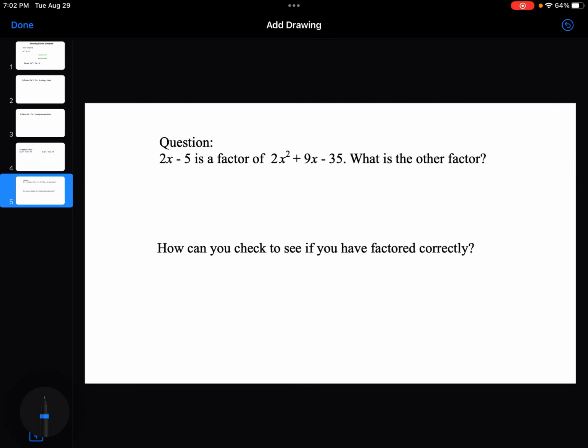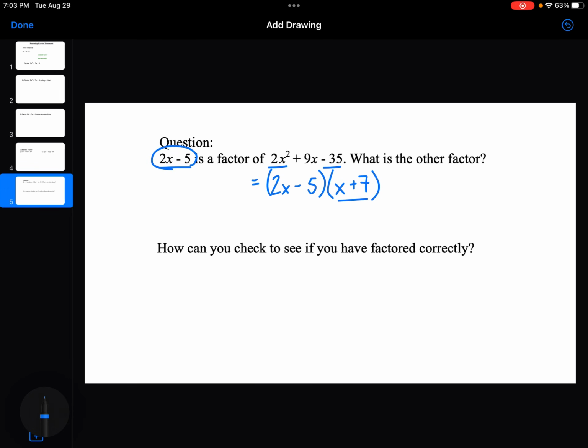What if we had something like this? Well, we've got 2x minus 5 is a factor of this. What is the other factor? This is actually very easy. 2x minus 5. The only way for this to work, we know that this is a factor. So 2x squared divided by 2x gives me x. And then negative 35 divided by negative 5 would give me positive 7. That has to be the other factor, because if this was already a factor, we need to be able to multiply to get these two values.